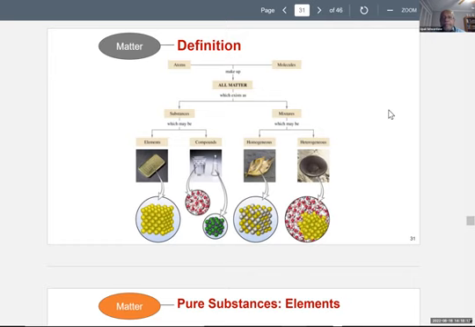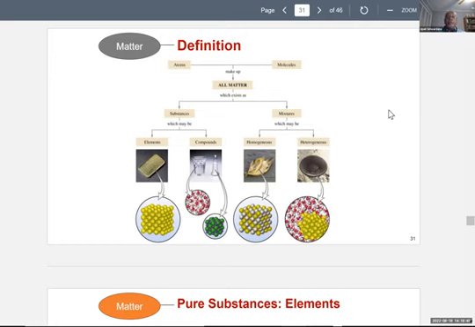All matter, which is composed of atoms and molecules, could have complex mixtures of substances. So they could be mixtures of elements and compounds. Therefore, on the right side, you have mixtures. On the left side, you have substances. So let's look at the substances which are used in the mixtures.